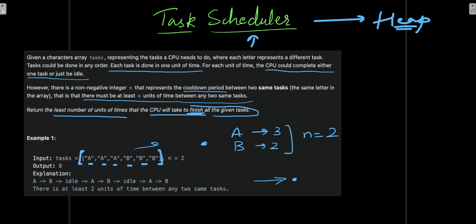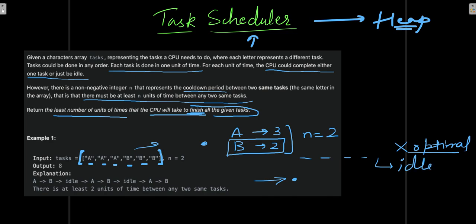If you start with the least frequent one, the task which is coming the fewest number of times, you will get an answer, right? But that will not be the optimal one. Why? Because you will end up having more idle times. How? Let's take an example again with this.